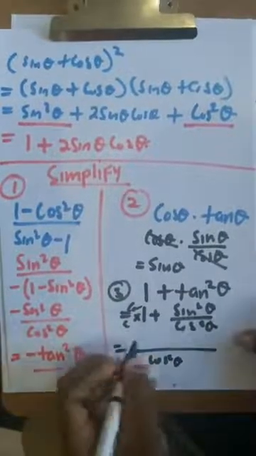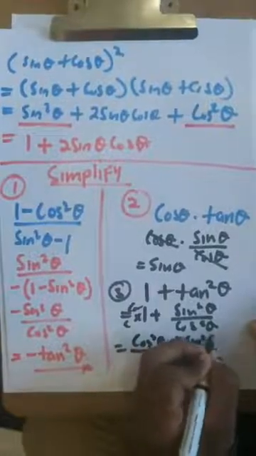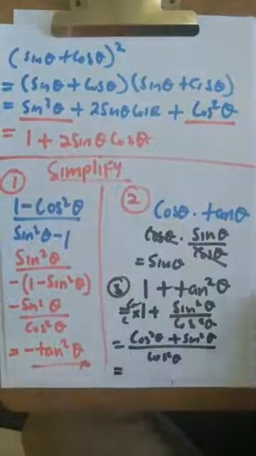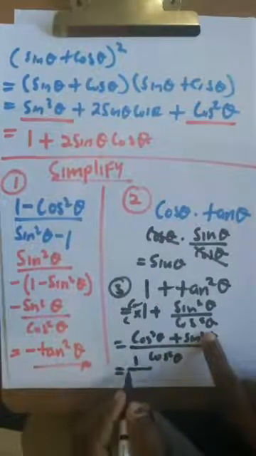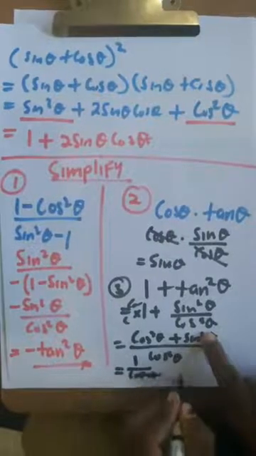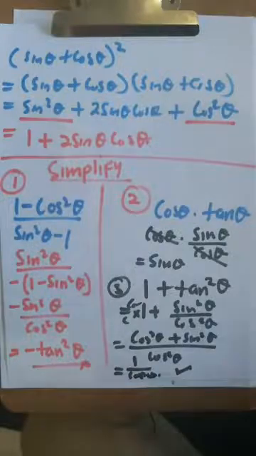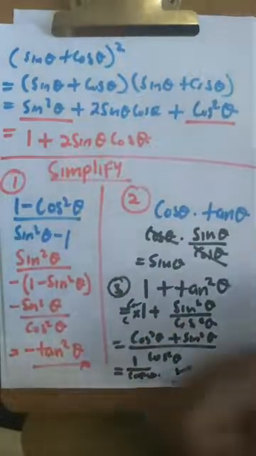So we have cos squared theta plus sin squared theta. Then cos squared theta plus sin squared theta is 1, divided by cos squared theta. Then that's my final answer. Once you understand these simplifications, then you can do your problems nicely.